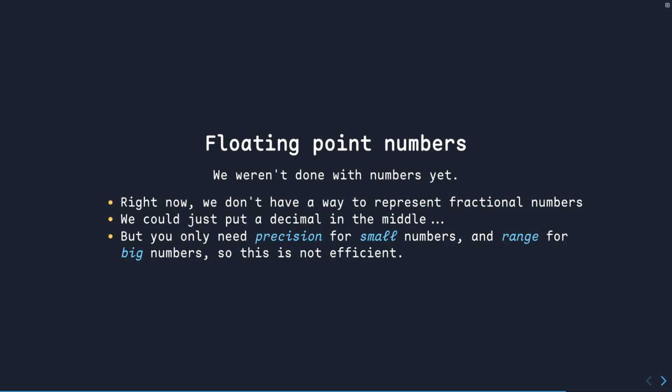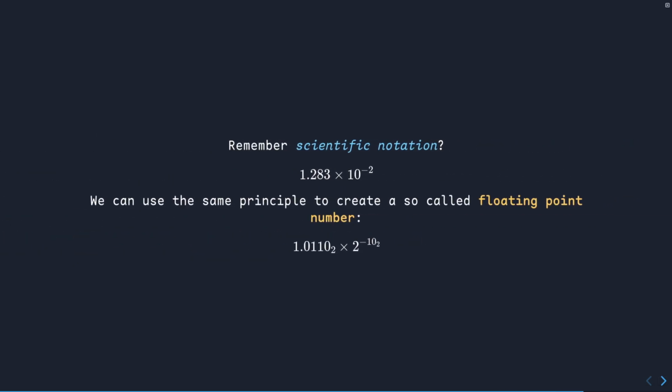But those big numbers don't need to be very precise because they are big. They need at most the same number of significant digits as a small number, but we give them way more if we have a fixed dot in the middle. So this is not a very efficient way to represent fractional numbers. So what will we do instead?